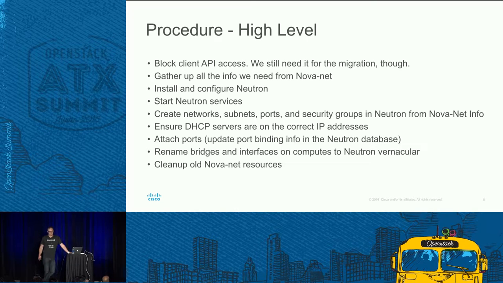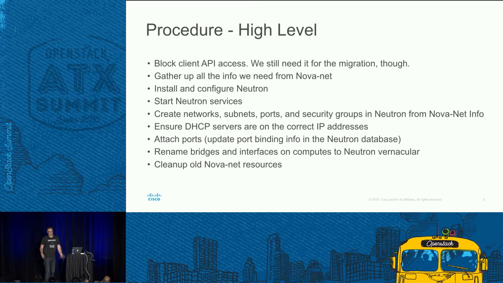Then we gather up all the info we need from NovaNet. This is because there's the network cache stuff, and if you're in the middle of something and a bit of data expires, then you will find yourself in a bad place. So we take all that data, and that's stuff like the instance IDs, the MAC addresses, the IP addresses, all that kind of stuff. We gather all that up.